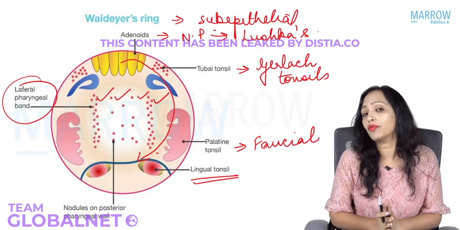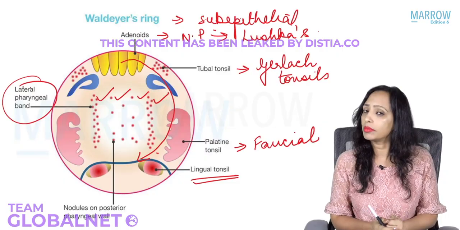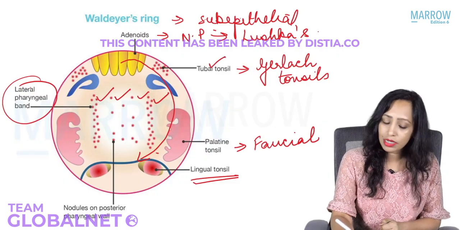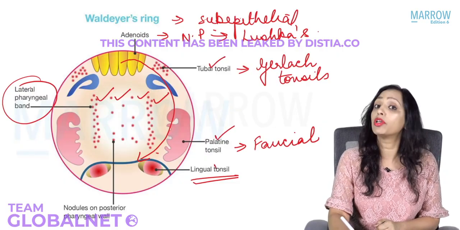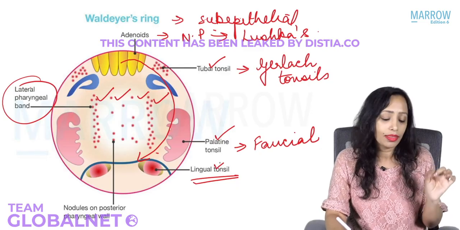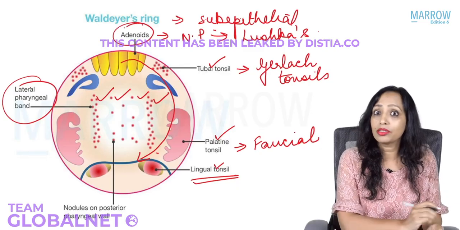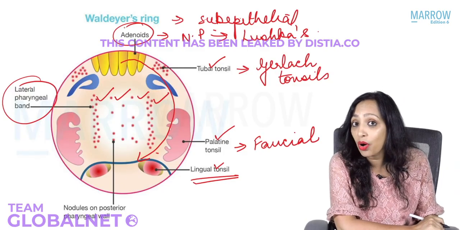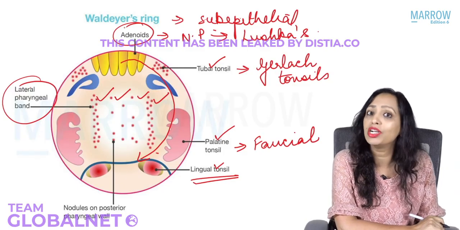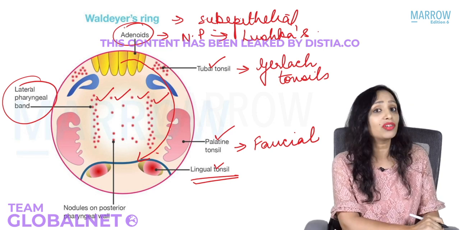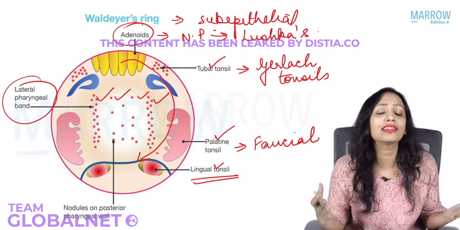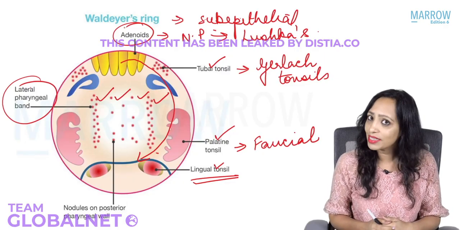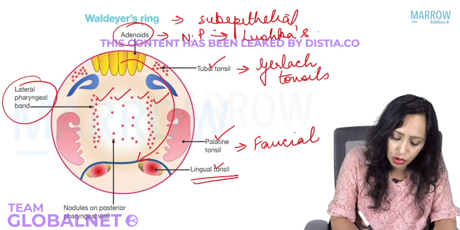All the components of Waldeyer's ring have a tonsil in their name. We have the tubal tonsils, the palatine tonsils, the lingual tonsils, except for one, the adenoids. The adenoids do not have a tonsil in their name. That is why another name for adenoids is nasopharyngeal tonsil. And yes, it is asked in your exam: nasopharyngeal tonsil is another name for adenoids.